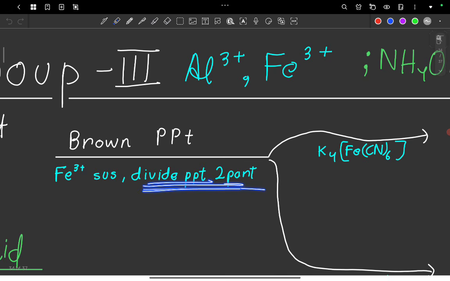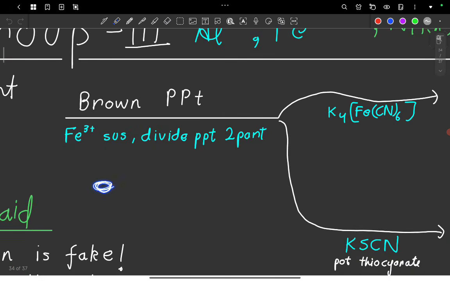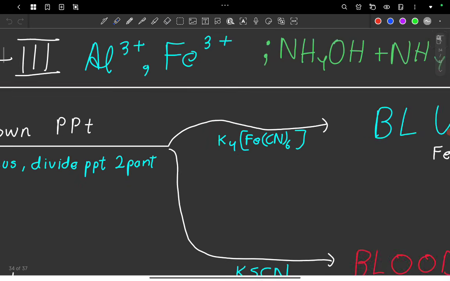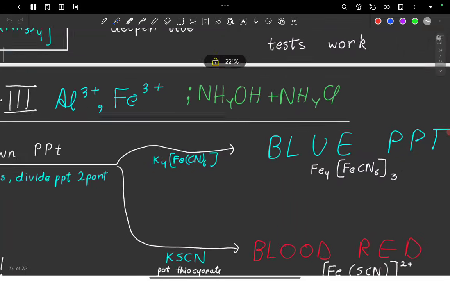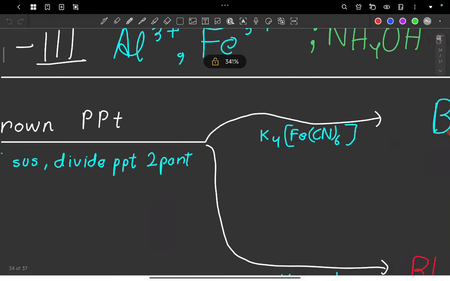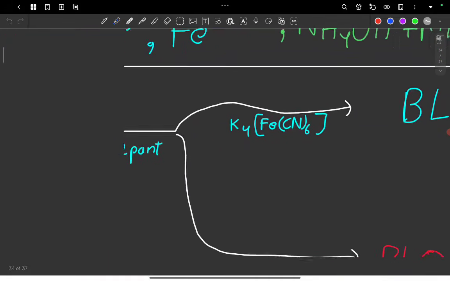Now, get used to this dividing thing. In every test, we are going to divide precipitate into two parts to be sure, okay? So this was the precipitate which was brown in color. So we divided it into two parts. One of them reacts with K4FeCN6, the same guy we met here, potassium hexacyanoferrate.